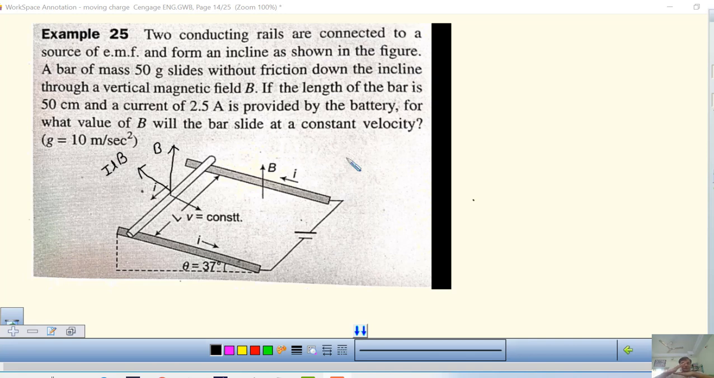Okay, so this is the slope, and here is your rod sliding down. Current is 2.5 ampere, length is 50 centimeter. For what value of B will the bar slide at constant velocity? So if you see the cross sectional view, it looks like this.